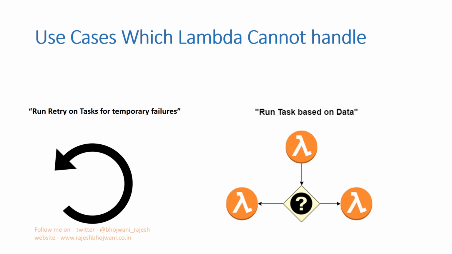Now let's take another scenario where you execute a task and, based on the output of that execution, you want to take action A or action B depending on the data value. That is not available as a built-in feature as of now in Lambda function.